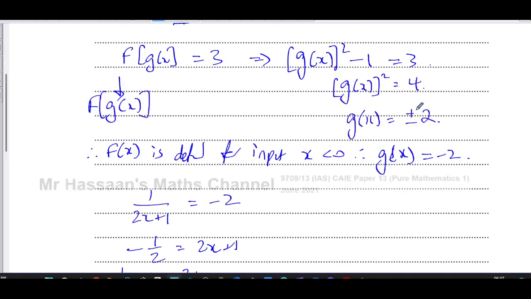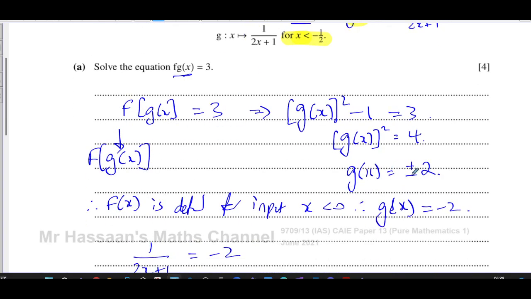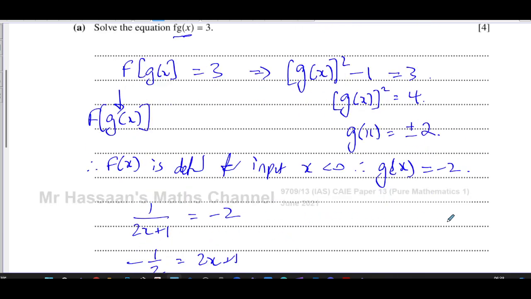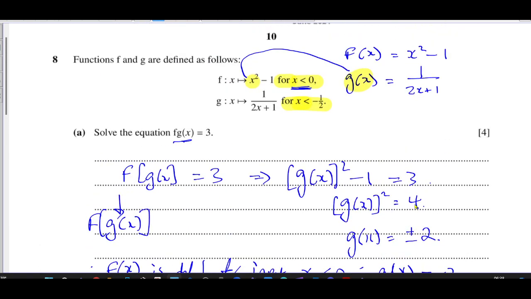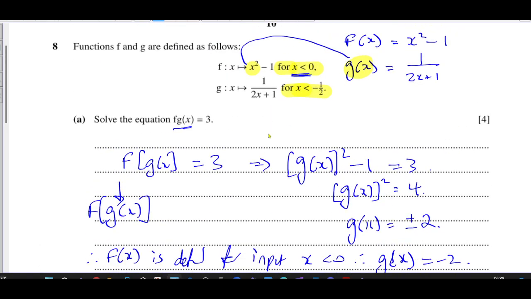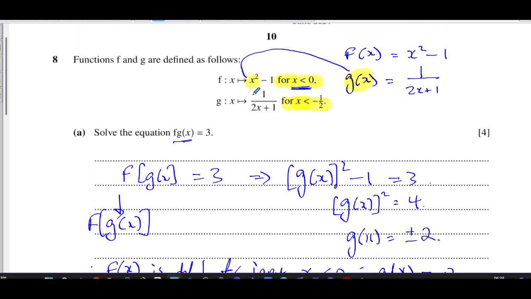Now, if we didn't take care of the fact that f of x can only take negative inputs, we would have also solved the equation 1 over 2x plus 1 equals 2. And then we would have got another value of x, which would not be a valid answer. That value has to be rejected. The other way of doing this question would be to replace the x with 1 over 2x plus 1, as I'm going to do in part B, equate it to 3 and then solve for x.